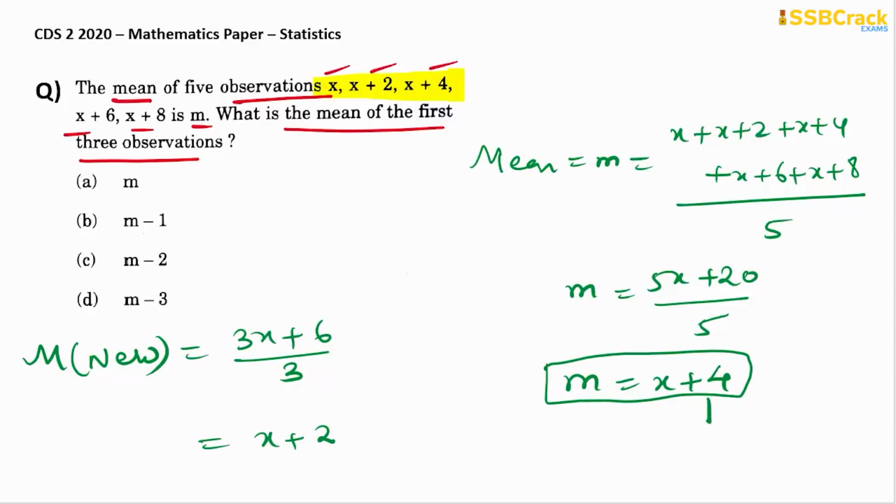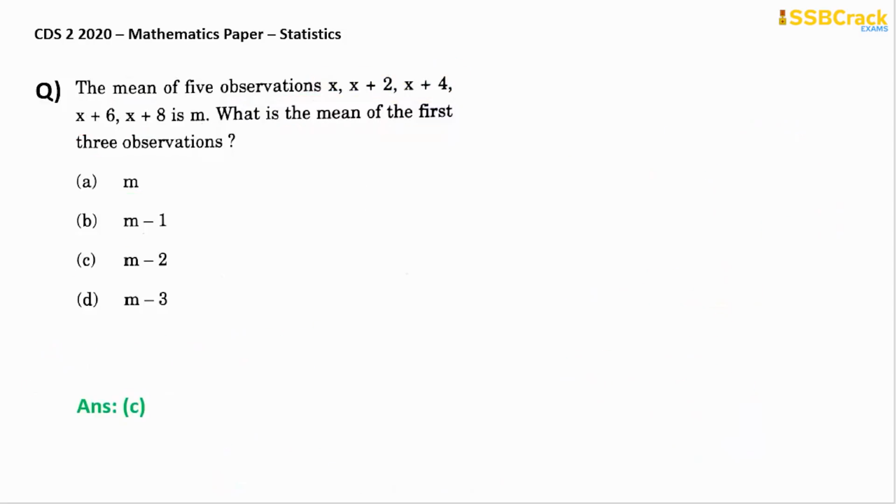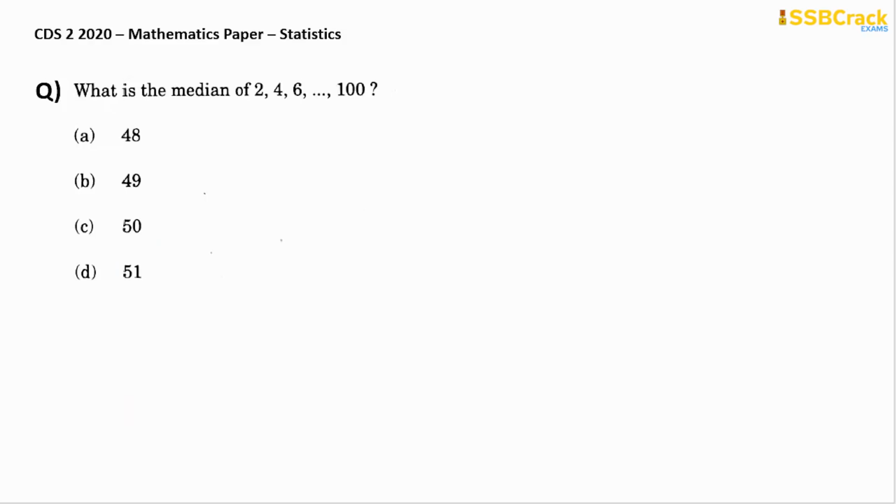But here we have the value x plus 4 as m, and you could see the answers are in terms of m. So we could easily write the value of x. What is the value of x here? It is m minus 4 here, right? So here we'll write then m minus 4 plus 2, that is clearly m minus 2, which is the new mean, that is nothing but the mean for first 3 observations. So what should be the key then? Right, option C.